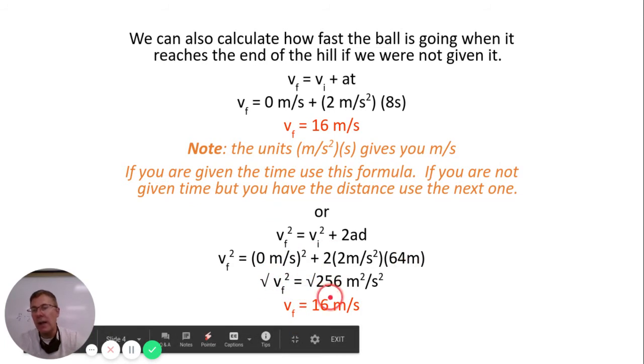A lot of people, on a test, sometimes I'll give you this as a choice for an answer, 256, and you look, oh, I got it right. No, you didn't get it right. You didn't take the square root. You didn't finish the job. Okay? 16 meters per second. Okay?